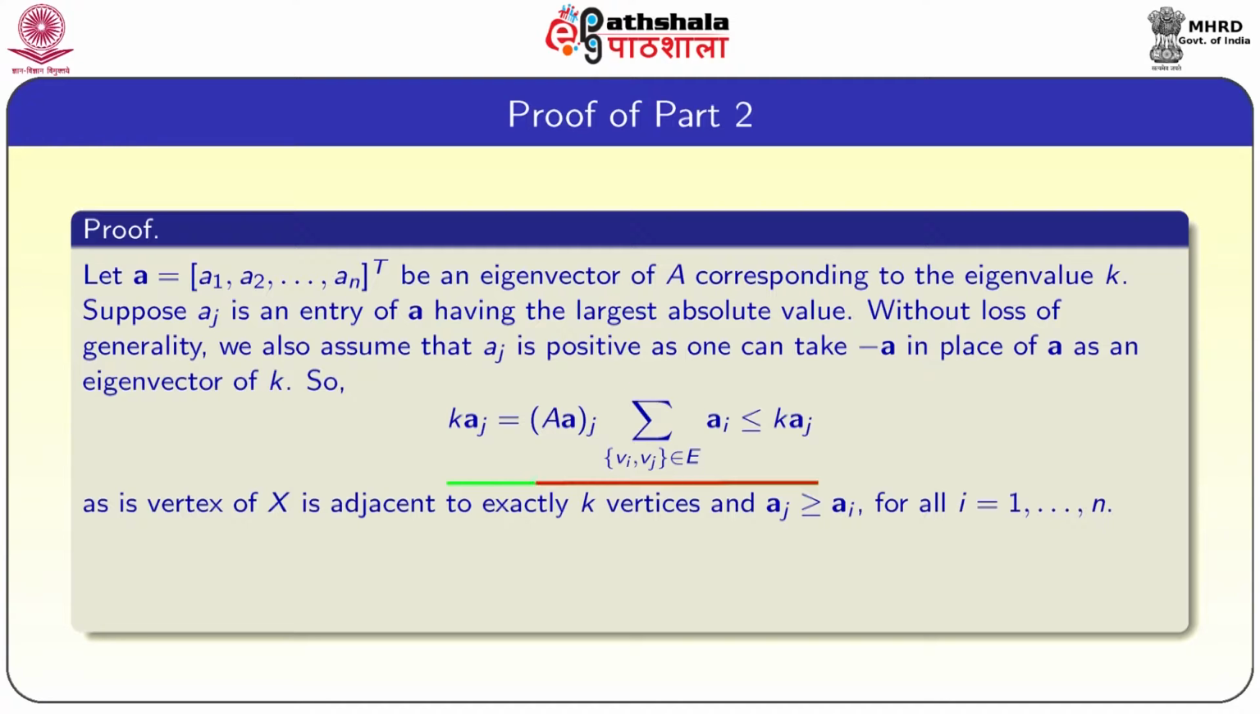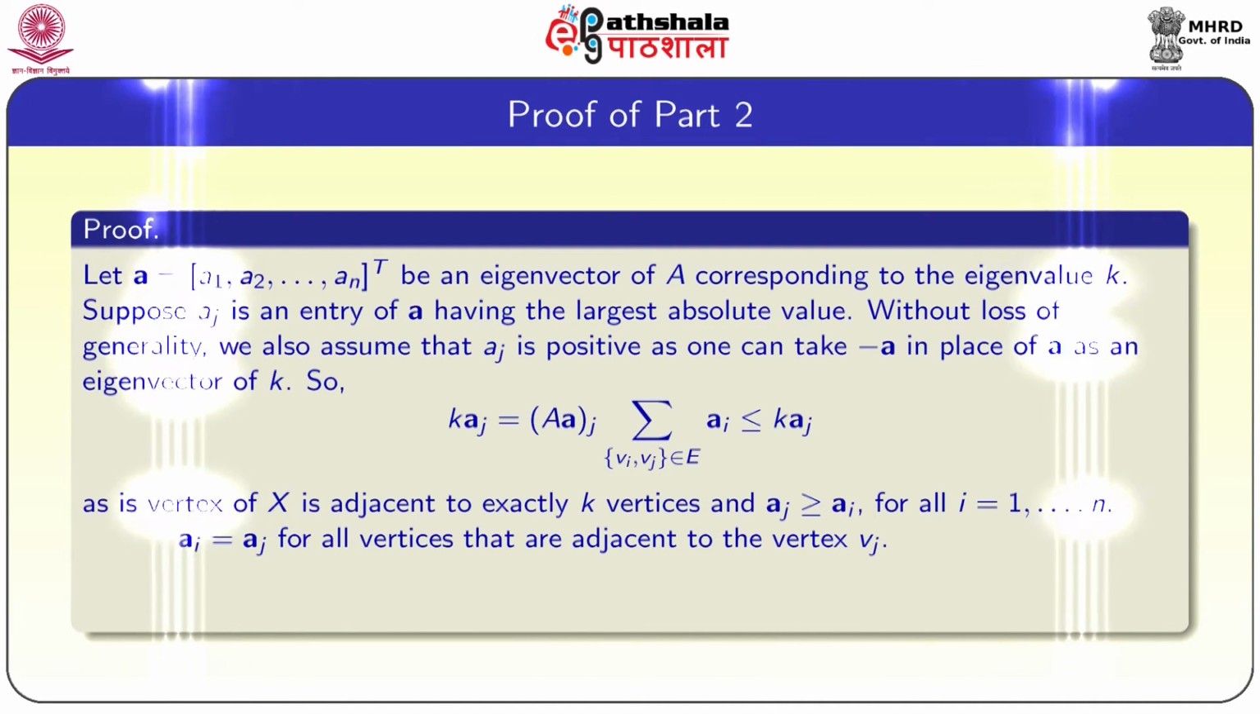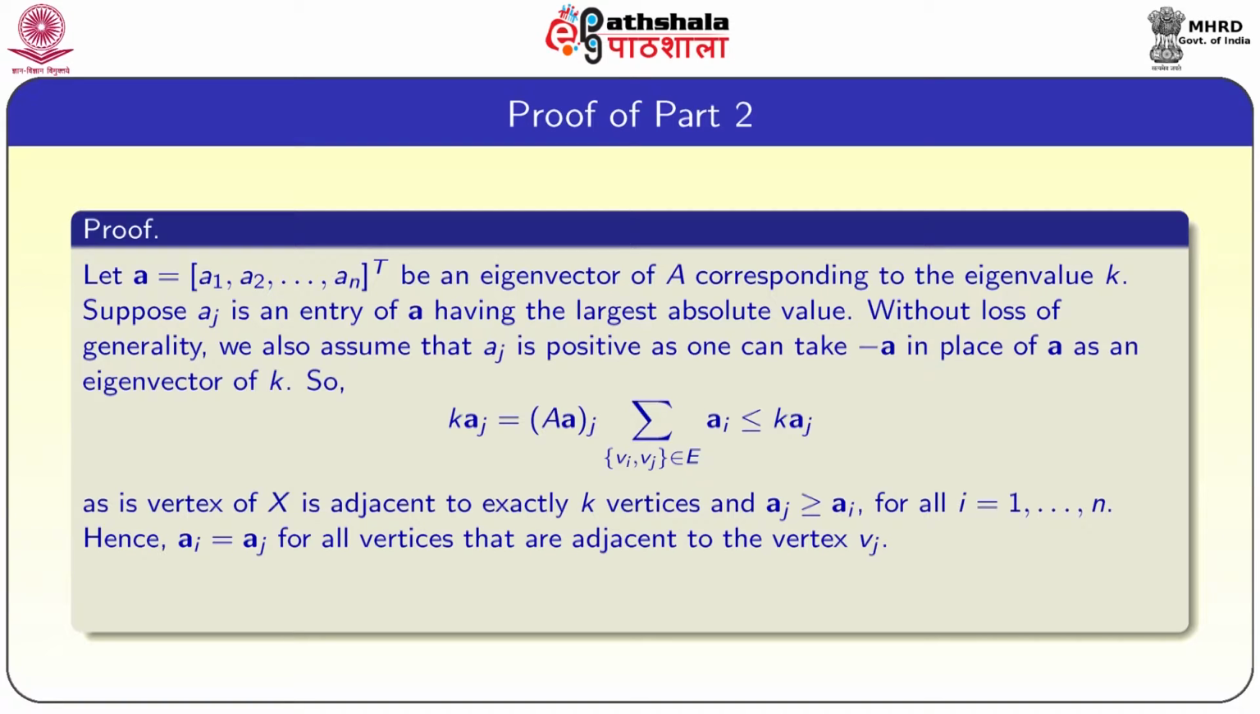is equal to capital A times vector A at j, which is equal to the summation over Vi Vj belonging to E of Ai, which is less than or equal to k Aj, as the vertex Vj is adjacent to exactly k vertices and Aj is greater than or equal to Ai for i = 1 to n. Because of that, we got that k Aj is less than or equal to k Aj, but they are equal. So, that means Ai is equal to Aj for all vertices that are adjacent to vertex Vj.